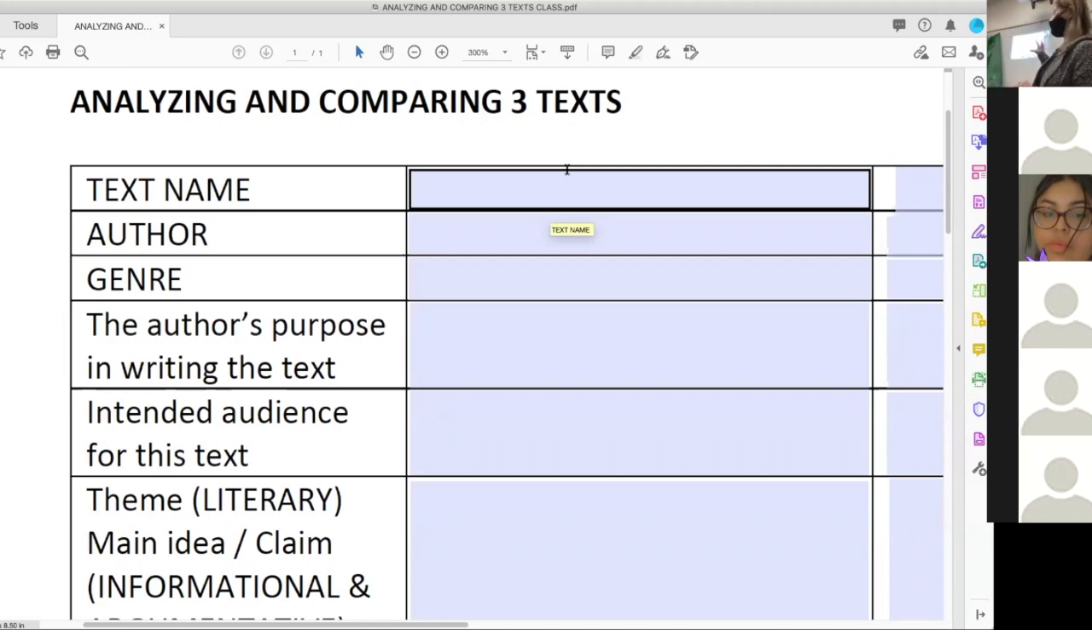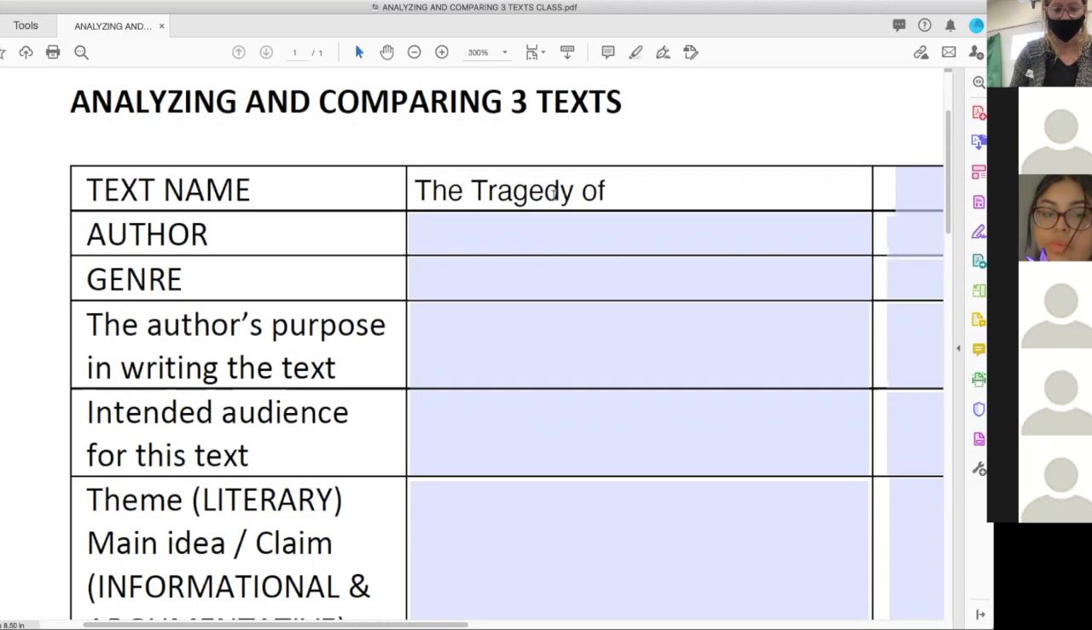So in this particular, over the next couple classes, we're gonna use the same graphic organizer to do 3 texts. The first column is Macbeth. In the second column, you're gonna put the informational text, and I'll release that assignment before your next class. And the third column will be a persuasive text, okay? So the first one we're looking at today, our text is Macbeth. So in the top box, you can put the tragedy of Macbeth.